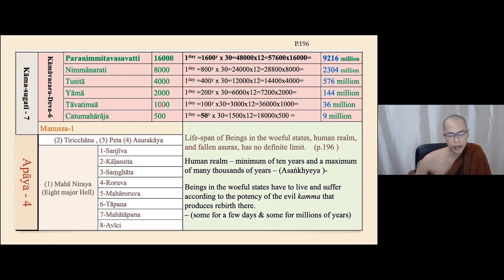In this way, the lifespan doubles for each celestial realm, and the 1 day in human years also doubles. So if we make two times of doubling, we need to multiply by four. So 9 multiplied by 4 is 36 million, etc. In this way, we can count the maximum lifespan of the six Kamavacara deva realms. In this way, we understand the lifespan of the sensuous realms.